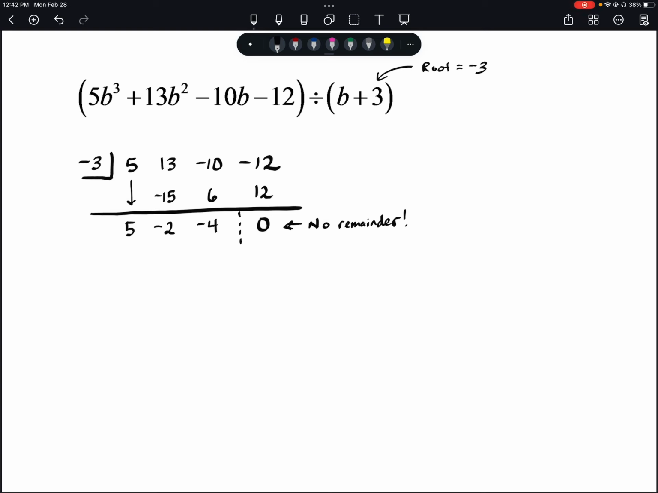So we'll take it here. Remember, still going in order here. So this has 3 terms. So this would be a 5b squared minus 2b minus 4. Okay, so that's the answer to this.